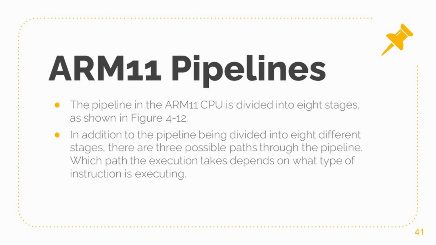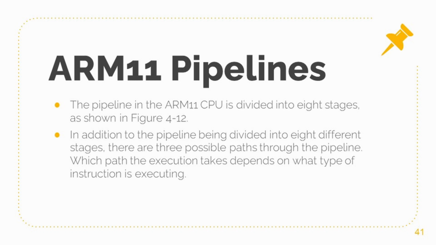The ARM11 CPU employs a pipeline architecture consisting of 8 stages to facilitate the execution of instructions efficiently. Let's delve into the stages of the ARM11 pipeline. 1. Fetch, F, stage. In this stage, the CPU fetches the next instruction from memory using the program counter, PC. The instruction is fetched from memory into the instruction cache for further processing. 2. Decode, D, stage. In the decode stage, the fetched instruction is decoded to determine its type and the operations it entails. This stage prepares the instruction for execution and identifies any associated operands or data dependencies.